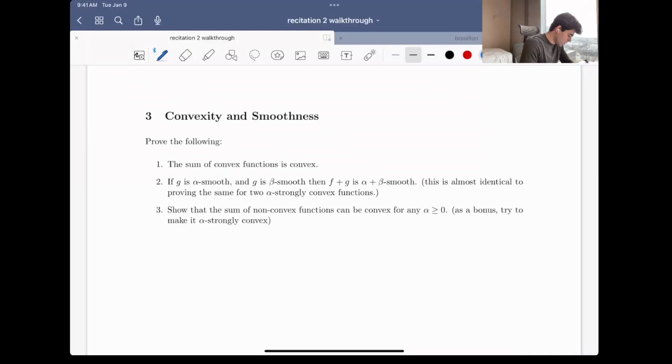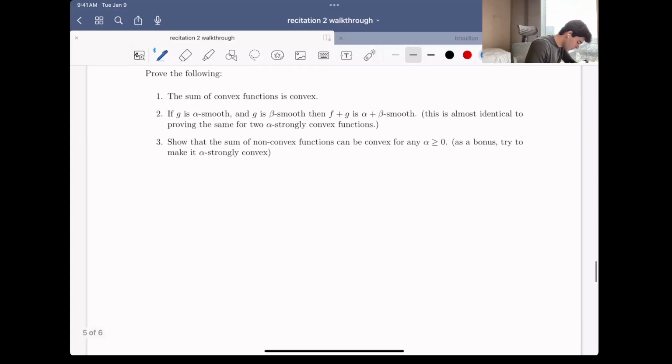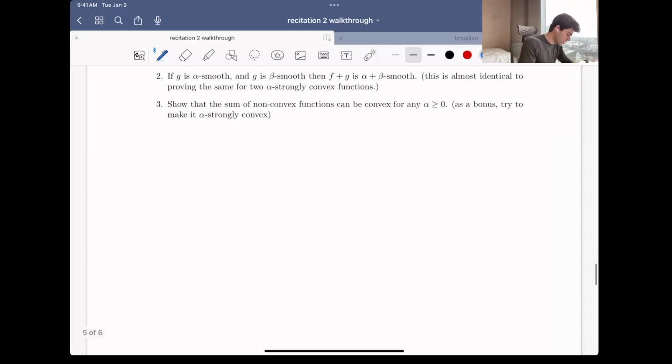Okay, now this problem, we have to prove a few statements. Let's start with the first one. The sum of convex functions is convex. It suffices to prove that the sum of two convex functions is convex, and then by induction, you can make the argument that it's true for any sum of any number of k functions that are convex.